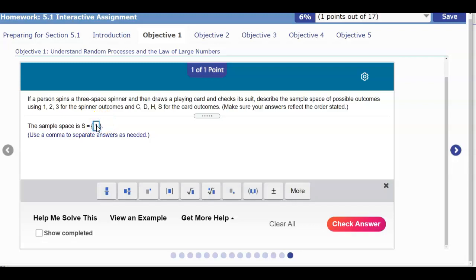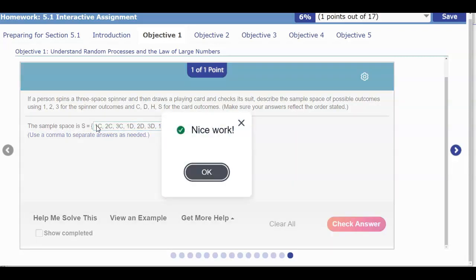So we have 1C, 2C, 3C. And then 1D, 2D, 3D. And then we have 1H, 2H, 3H. And then 1S, 2S, and then 3S. And then check our answer, and our answer is correct.